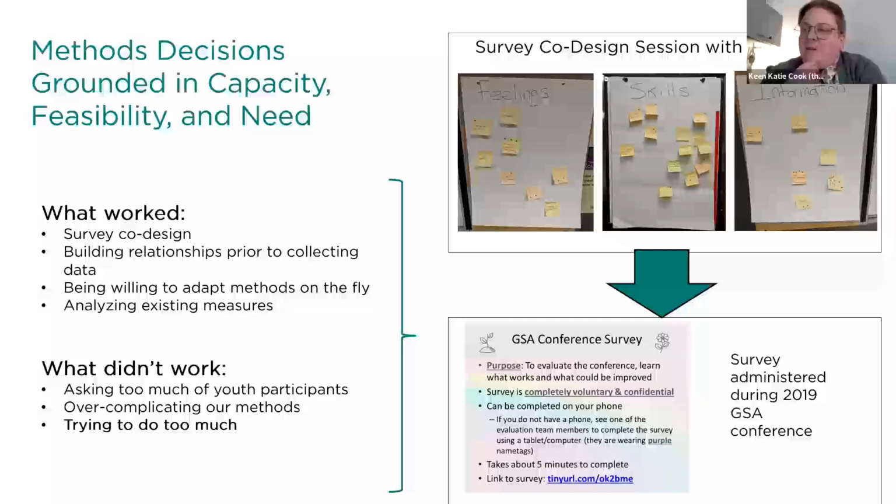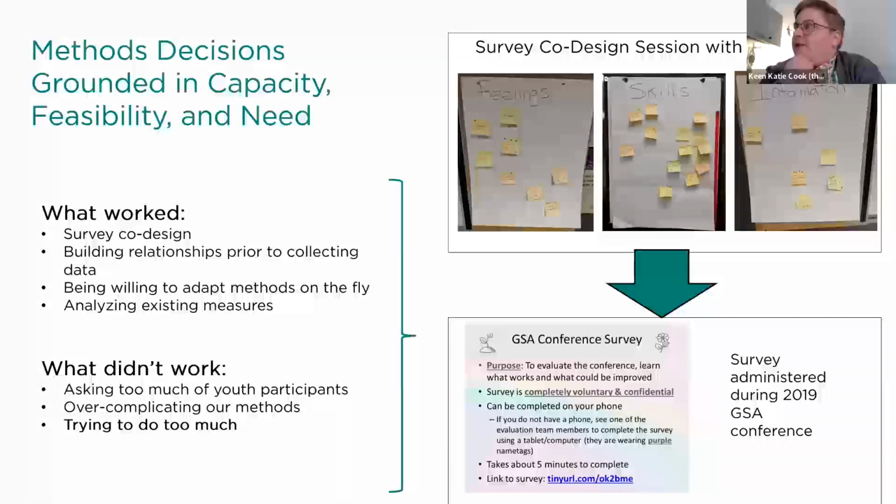Some other things that worked, the main thing here, was being willing to adapt our methods on the fly. So coming to these 3 buckets of things that we would measure, that was driven by the youth. We didn't come in with that plan, and we adapted as we went. Some things that didn't work was trying to do too much, asking too much of the youth sometimes, whether through these consultations or in other ways, just asking too much engagement. We had to find a good balance between over-engaging the youth and really allowing them to participate.